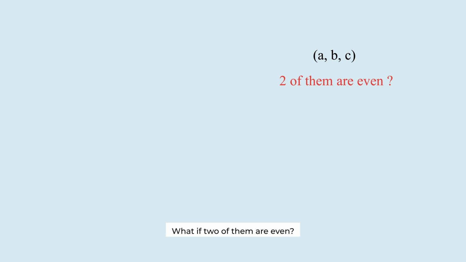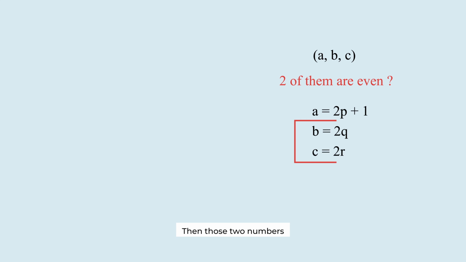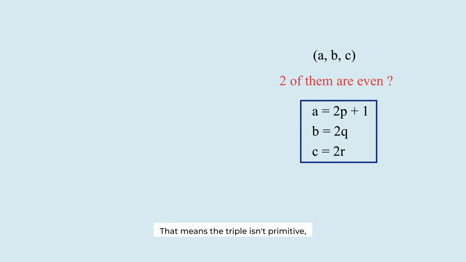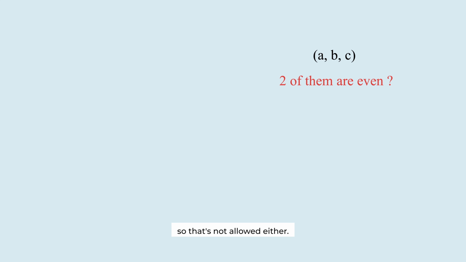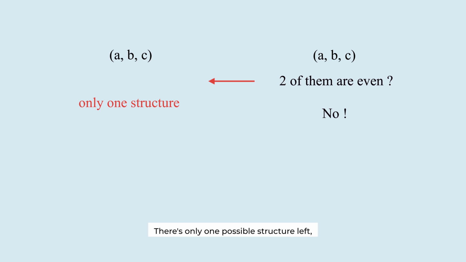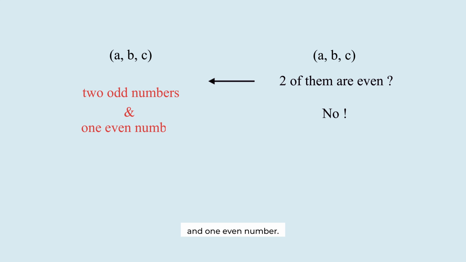What if two of them are even? Then those two numbers share a common factor of 2. That means the triple isn't primitive, so that's not allowed either. There's only one possible structure left: two odd numbers and one even number. But which one is even?